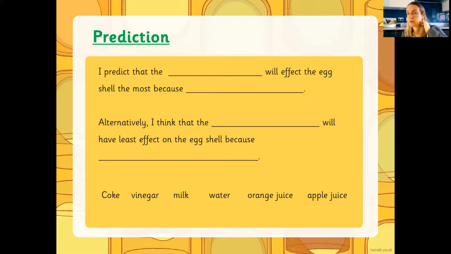So what I'd like to do is pause the video and just in your books, write out that prediction. Beautiful, neat handwriting. You've got the word sentences there to write. It's always important when we're doing investigation that we predict. We write a question, then we predict what we think is going to happen. So pause the video and start again when you are ready.